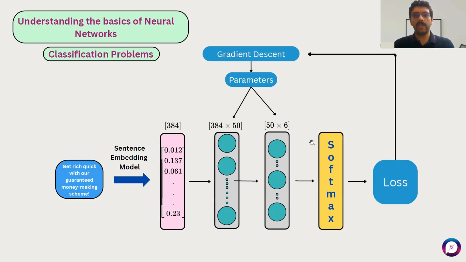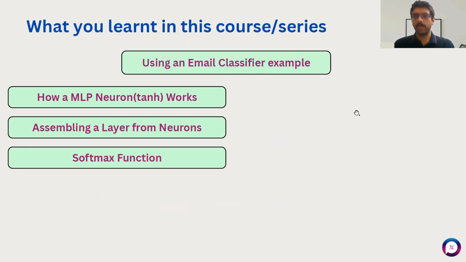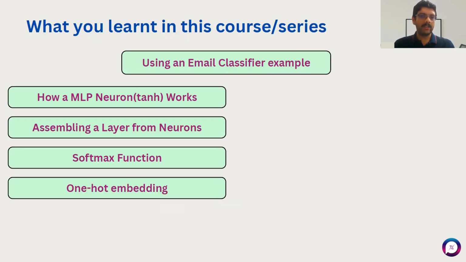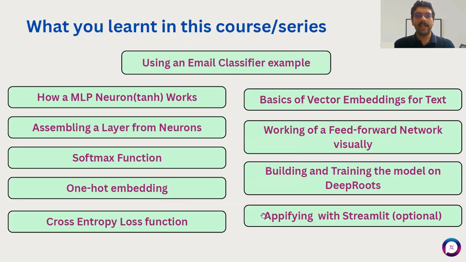But the goal was to give you an understanding of what a neural network is, how its neurons work, how you can assemble it, how you can train it, what the loss function is. And so we covered all these topics in the last few videos. Like I said, we looked at the one-hot embedding, and then finally we concluded this series by having some fun converting it into an app with Streamlit, right?